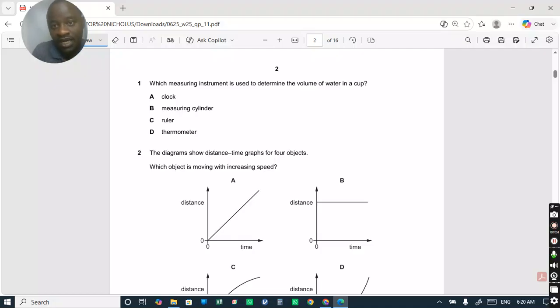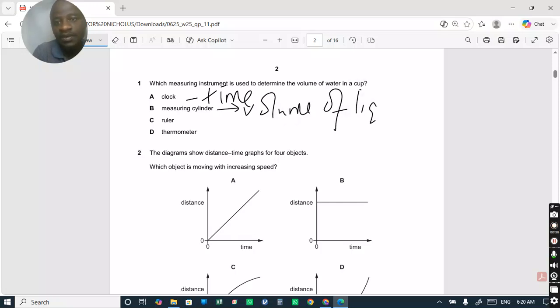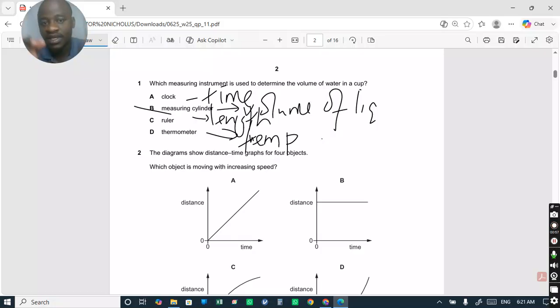So a clock normally measures time. A measuring cylinder normally measures volume of liquids like water. A ruler normally measures length of an object. A thermometer normally measures temperature. So the correct answer is measuring cylinder. It is the instrument that measures the volume of liquid like water.